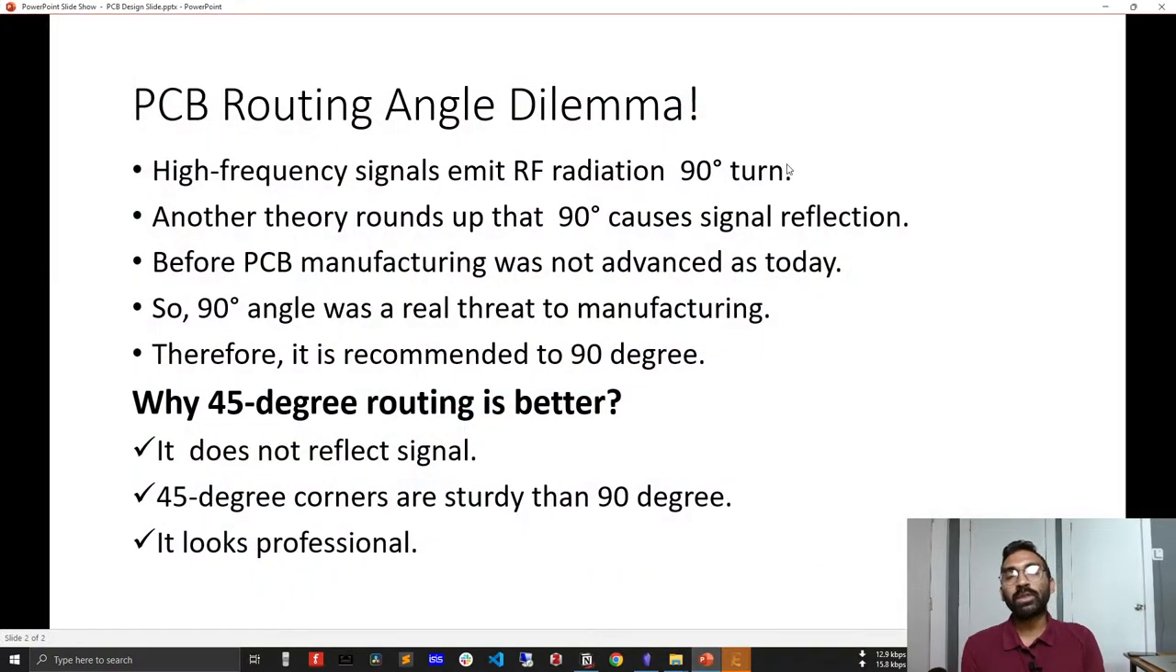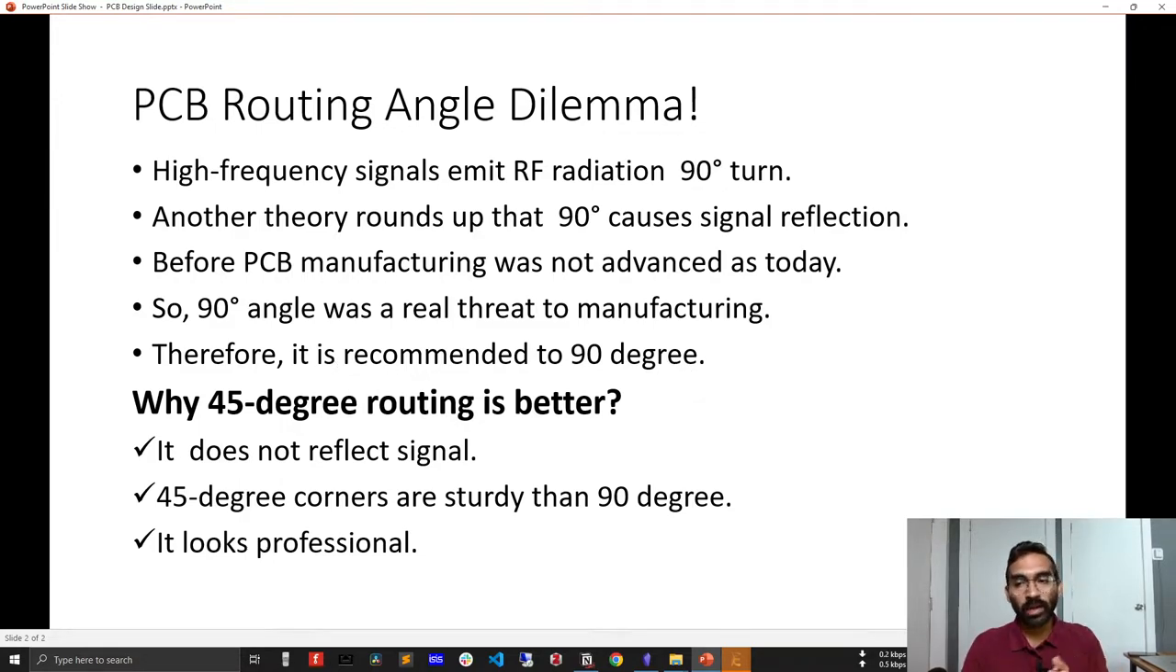So actually there is a notion that high frequency signal emit RF radiation in 90 degree turn. So another theory actually says that 90 degree causes signal reflection. So when the signal is reflected, there will be a destructive interference, we know that. So in that case, the signal strength will be decreased. And actually another fact was, before the manufacturing was not as advanced as today, so 90 degree traces were a real threat for them. So therefore 90 degree is not recommended.